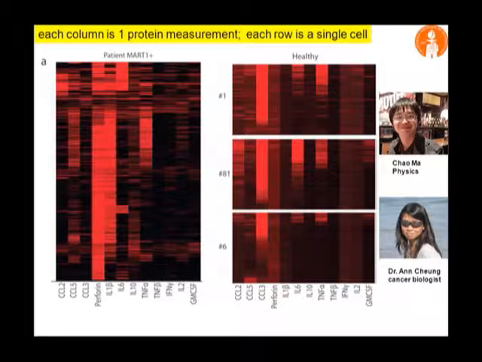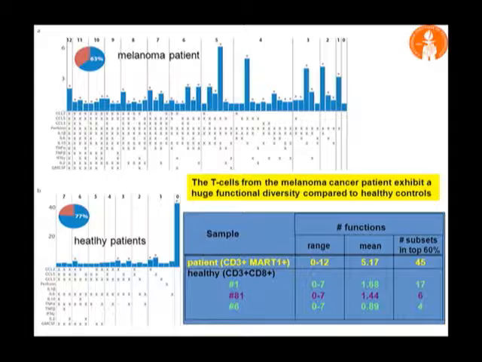And so this is what the data looks like when you put it up. Now each of these rows, instead of being a patient, is an individual single cell. Each of these columns is a protein. Here are healthy patients. Here's the melanoma patient on the trial. There's Ann and Chow over on the right. And this is what we found out. These were nominally 90% homogeneous, but by functional performance, they were anything but homogeneous. In fact, we had to account for just the top 63%. There are some 40-some different functional types of cells here.